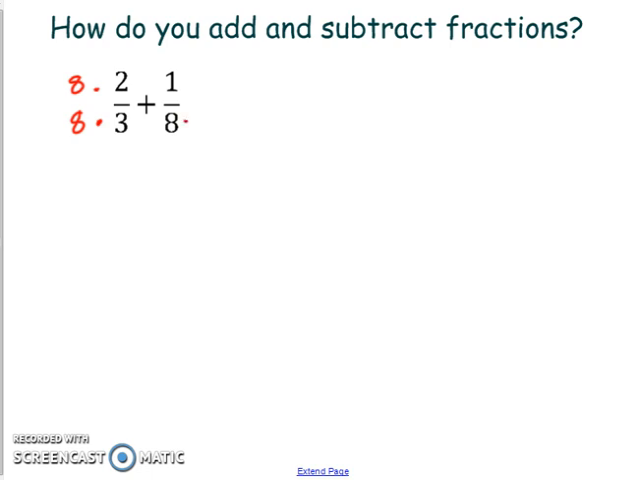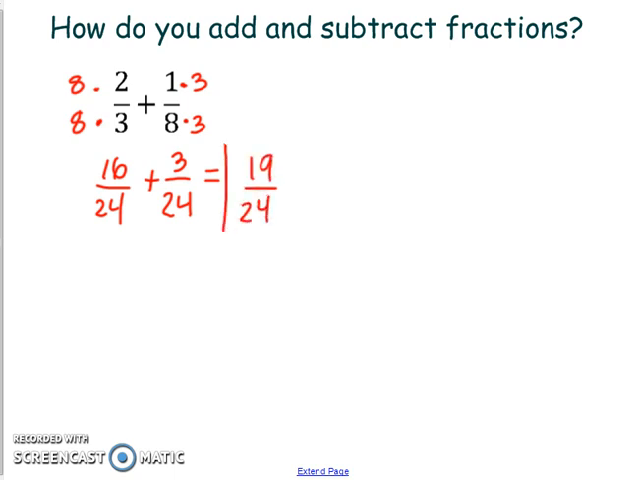So the 8 has to get multiplied by a 3. So the top has to also get multiplied by a 3. So now this fraction becomes 16 over 24, and the second fraction becomes 3 over 24. Now that I have a common denominator, I can just add my numerators. So 16 plus 3 is going to give me 19. And then I keep that common denominator, which is 24.